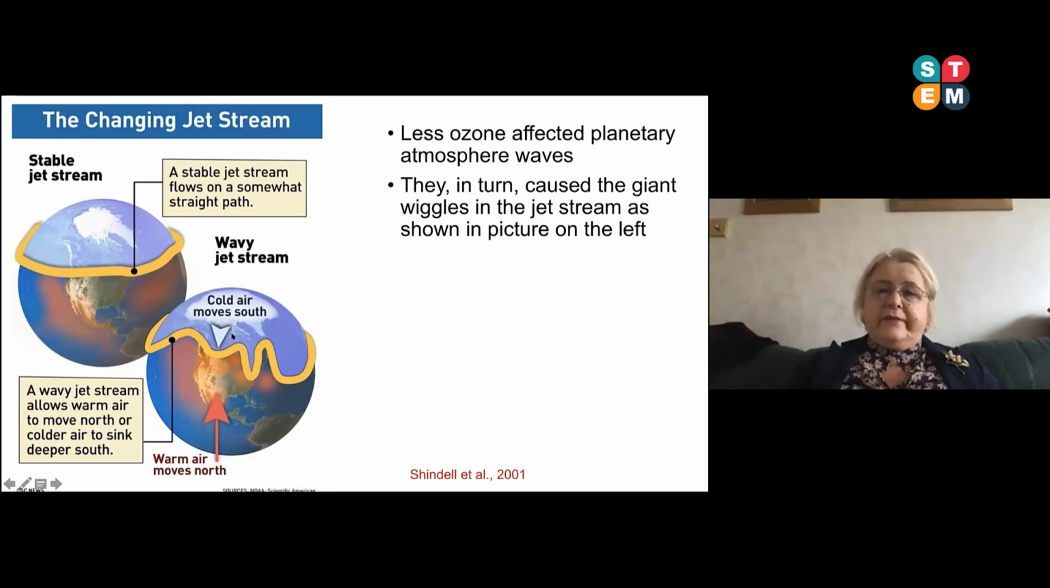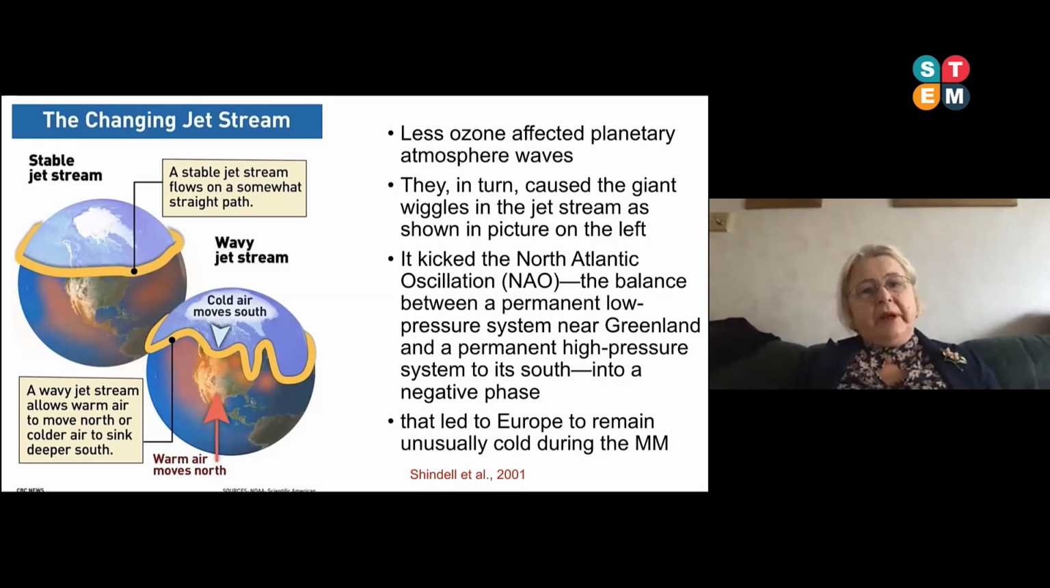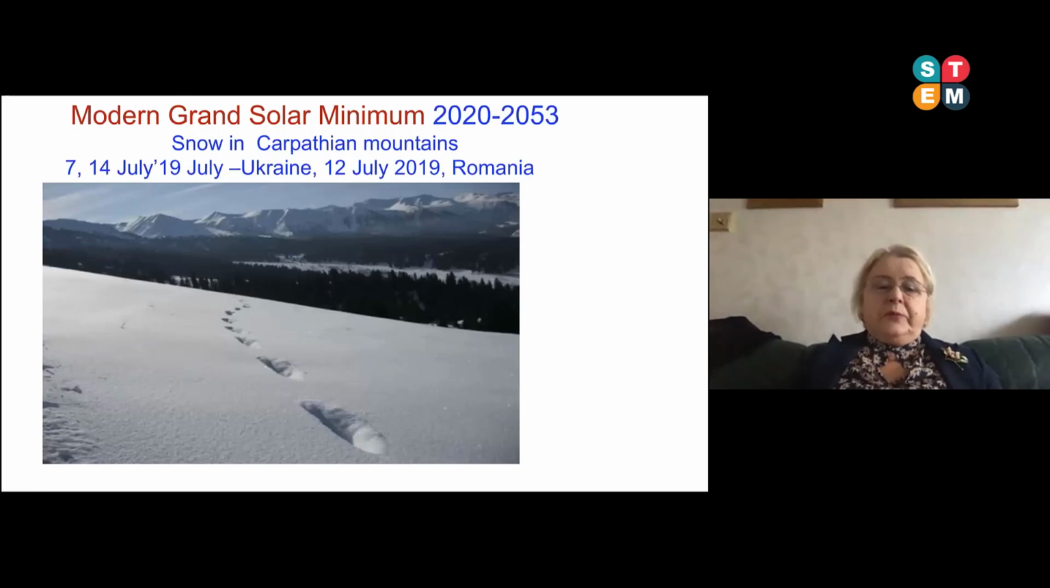And ozone layer variation would change these jets so much that it was shown to kick the North Atlantic Oscillation, the balance between a permanent low pressure system near Greenland and a permanent high pressure system to its south, into negative phase. And this led to Europe remaining unusually cold during the Maunder Minimum. So possibly if this could happen in the previous grand solar minimum, it could happen in this one. So we need to be prepared. So what is happening with the modern grand solar minimum?